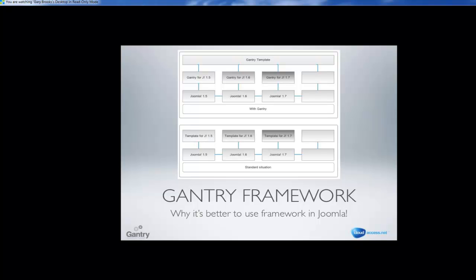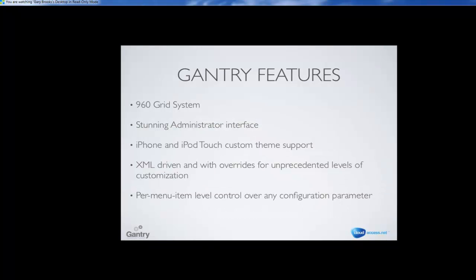And the most important features of this framework: it's created on a 960 grid system. I will talk a little more about this later. And it has a stunning administrator interface. And it's supporting iPhone and iPod Touch. It has advanced XML functions. We are also able to configure it for each menu item in Joomla. I will talk about this also later in this presentation. Let's move to the next slide.